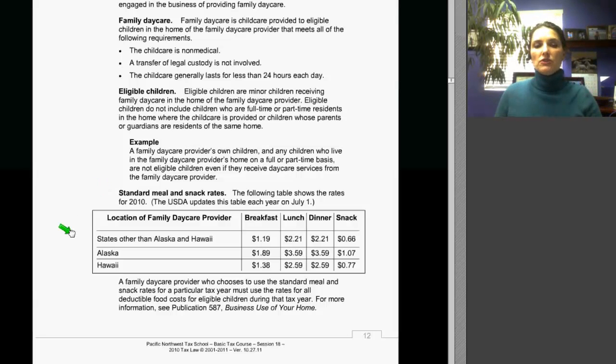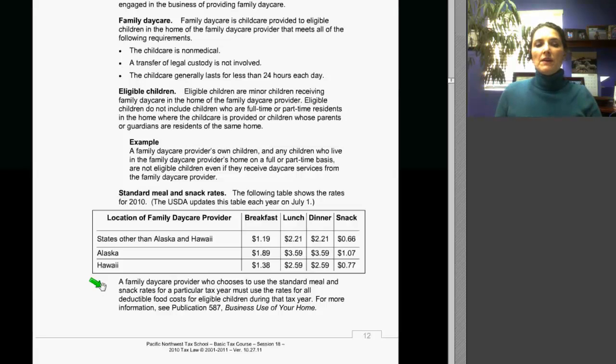You have to look to the region of the country you are in. If you are in any of the 50 contiguous states, the amount allowed for breakfast is $1.19, lunch is $2.21, dinner is $2.21, and snacks are 66 cents each. You will observe that Alaska and Hawaii each have higher rates because those parts of the country are more expensive for food.